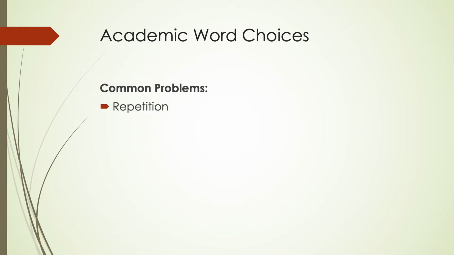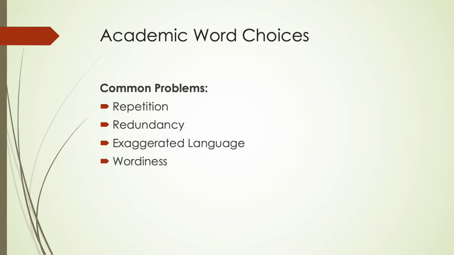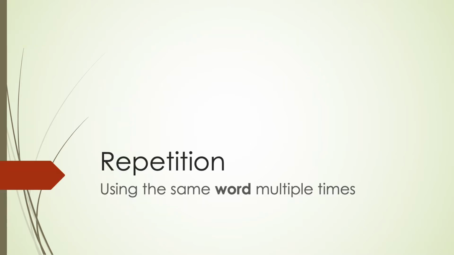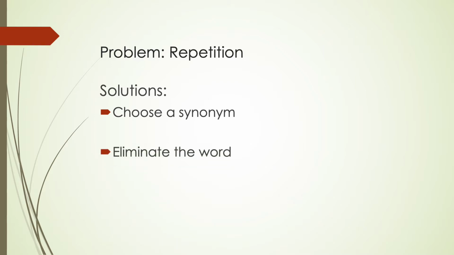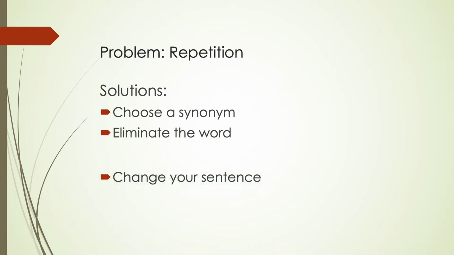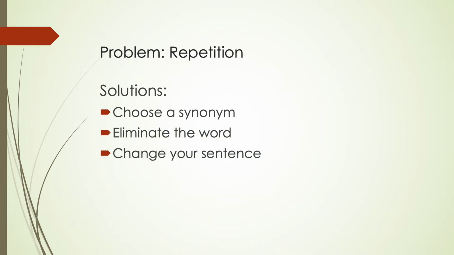First we have repetition, redundancy, exaggerated language, wordiness, passivity, informal language, and intensifiers. Let's start with repetition. Repetition is using the same word multiple times. There are 3 solutions we'll discuss today. You can choose a synonym, you can eliminate the word, and you can change your sentence.